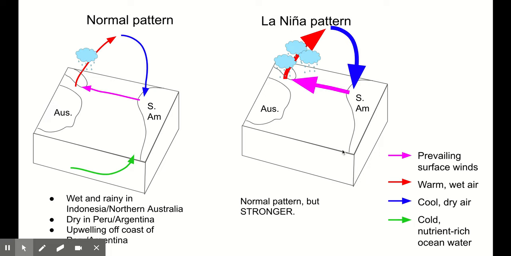And what about our upwelling? Well, we're pushing off even more water from our coast, so we're going to have even more upwelling happening. And we may see some negative outcomes like this. Like we can still see floods over here or major droughts over here. So it's not all fantastic to just strengthen this pattern. But it's typically not as severe as an El Nino year.